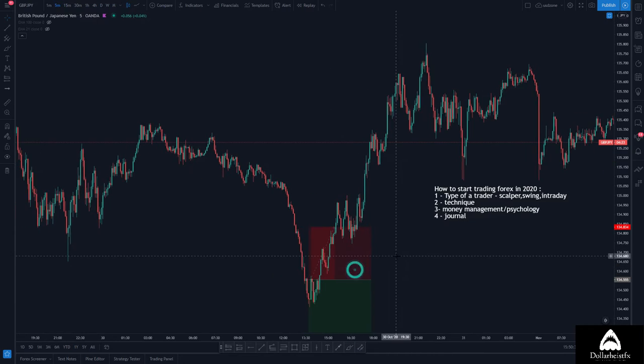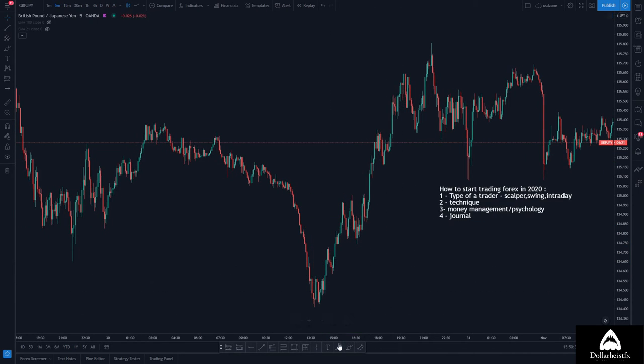Why is it you lost on this trade? Is it because of support and resistance? Or is it because of market structure? Or is it a breakout? You need to know why. Because if you don't record any of your trades, you won't be learning from your mistakes.